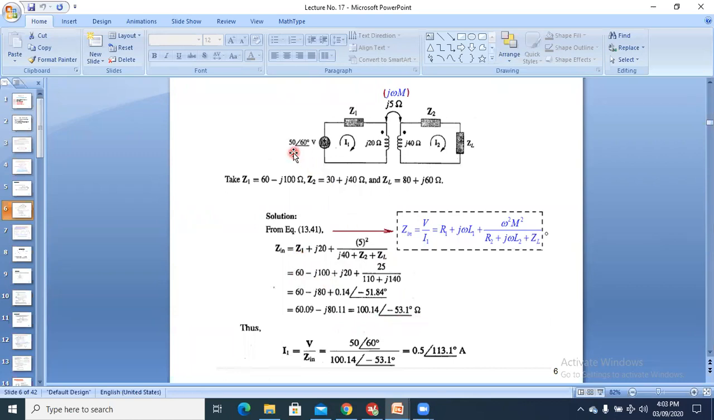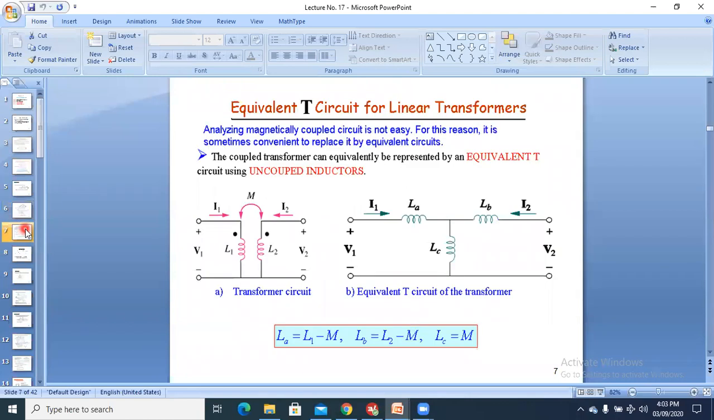Now we know the voltage applied and the input impedance of the network. So when V1 is divided by Zin, we will get the value of I1. In this way, we have calculated the input impedance of the network and the I1 current of the network.